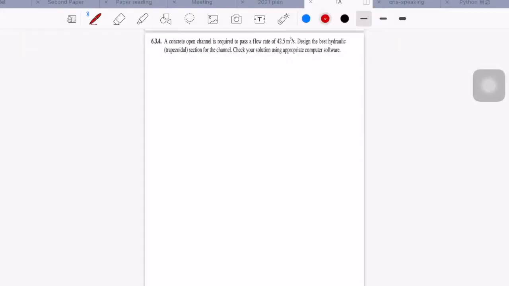For the second problem, a concrete open channel is required to pass a flow rate of 42.5 cubic meters per second, and we need to design the best hydraulic trapezoidal section for the channel. I found that we cannot solve this problem since one condition is missing. So I added the condition here. We assume that the slope of this channel is 0.01. So now we can solve this problem.